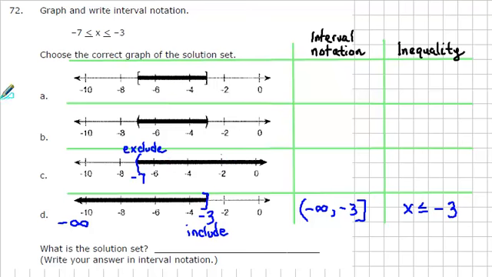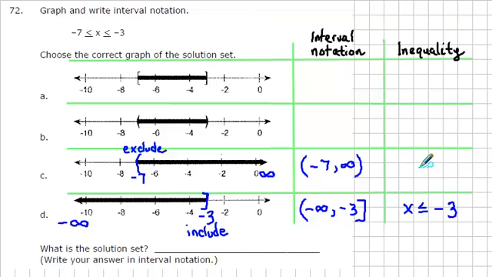The numbers continue indefinitely to the right, and so we'll use the symbol infinity to indicate that the numbers continue indefinitely to the right. So the interval notation would be the interval from -7 to infinity. We do not want to include -7, so we would use a parenthesis, and we always use parenthesis with infinity or minus infinity. So the interval from -7 to infinity, where we use parentheses on both sides.